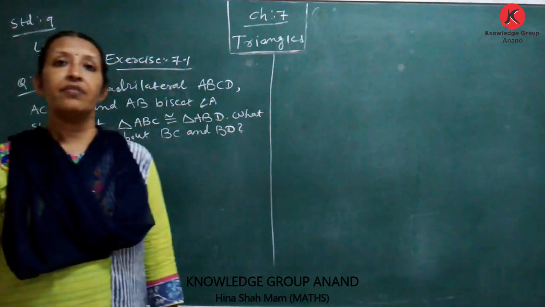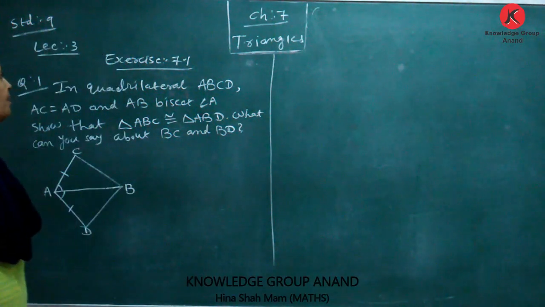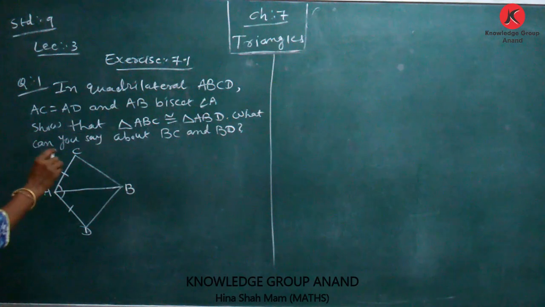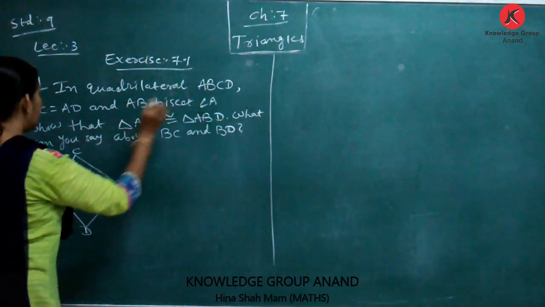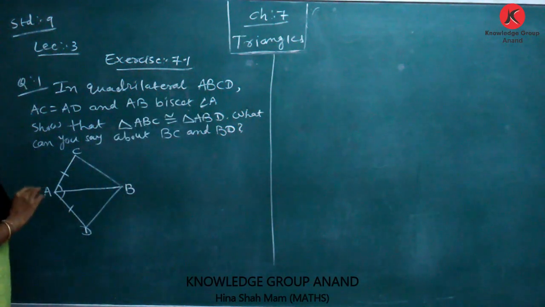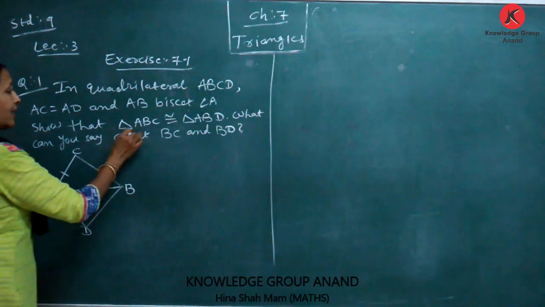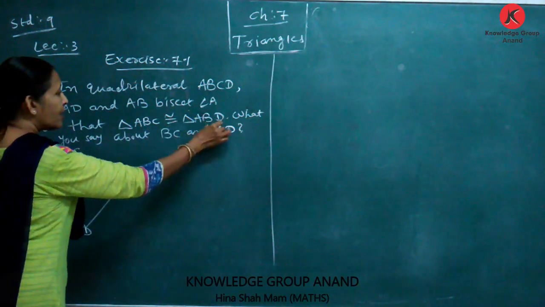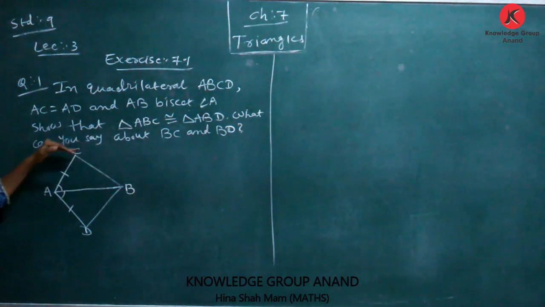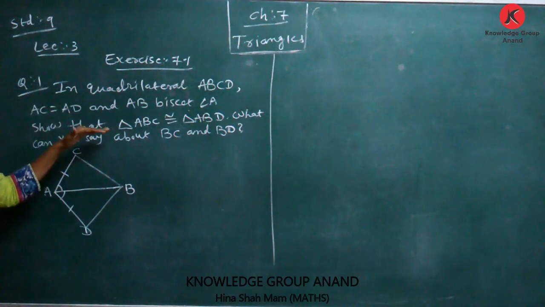Good morning. We start Exercise 7.1, Question 1. In quadrilateral ABCD, AC is equal to AD and AB bisects angle A. Show that triangle ABC is congruent to triangle ABD. Then, what can you say about BC and BD? In this question, "show that" means we prove that.